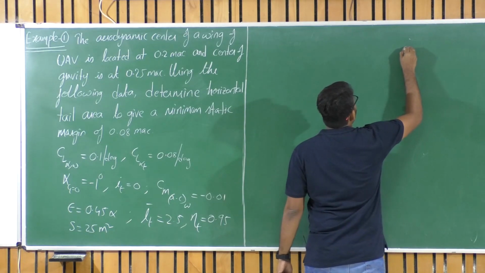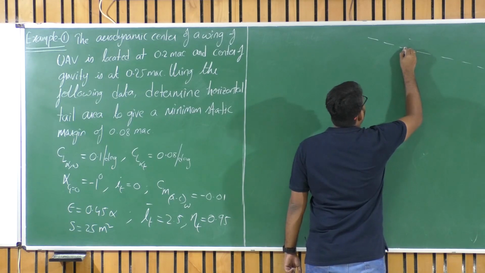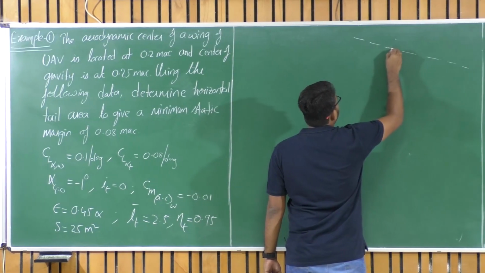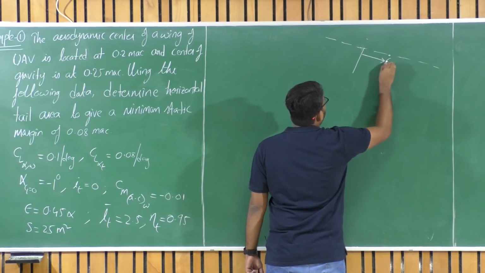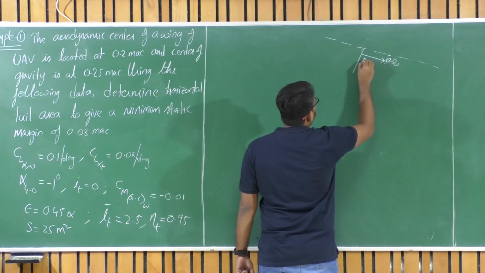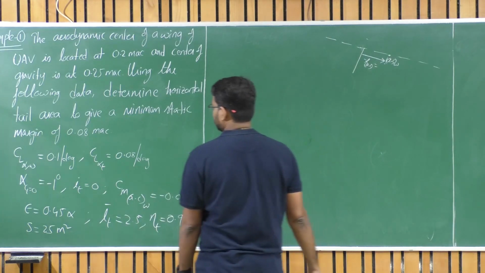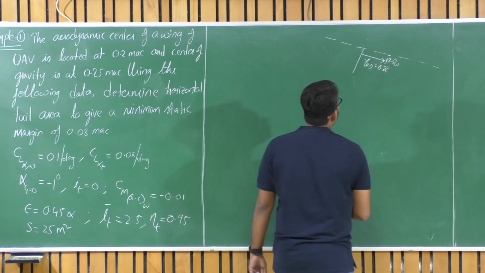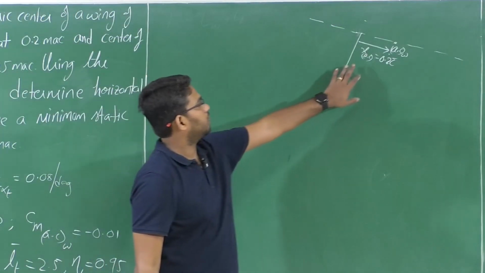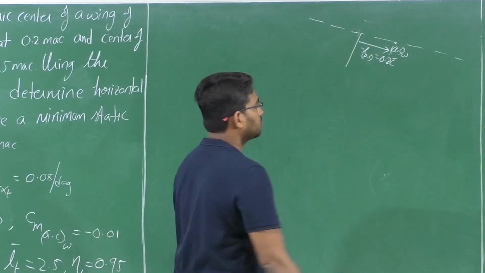So what does it mean? Let us say this is my fuselage reference line. Let's say this is my leading edge of the wing, and what I have is x_AC, the aerodynamic center of the wing, located at 0.2 c bar. Okay, 0.2 c bar. So that means they have non-dimensionalized this distance, right? That means x bar AC is 0.2.